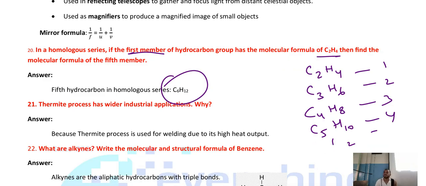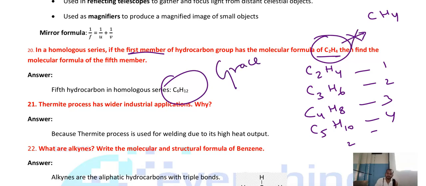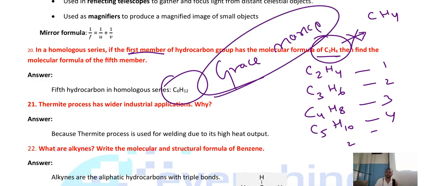Concept is clear? Don't consider your own wish. C1H4. Sir, C1H4 should come, sir. Fifth member means C5H10 should come, sir. My friend wrote C6H12, sir. I'm telling him, sir, write C5H10. Hey, no, I will write C6H12, sir. My teacher said, sir, no, they have given first member always CH4. Sir, they have made a mistake, sir. Printing mistake. So my teacher told grace marks. It is not grace marks. It is grace mind.